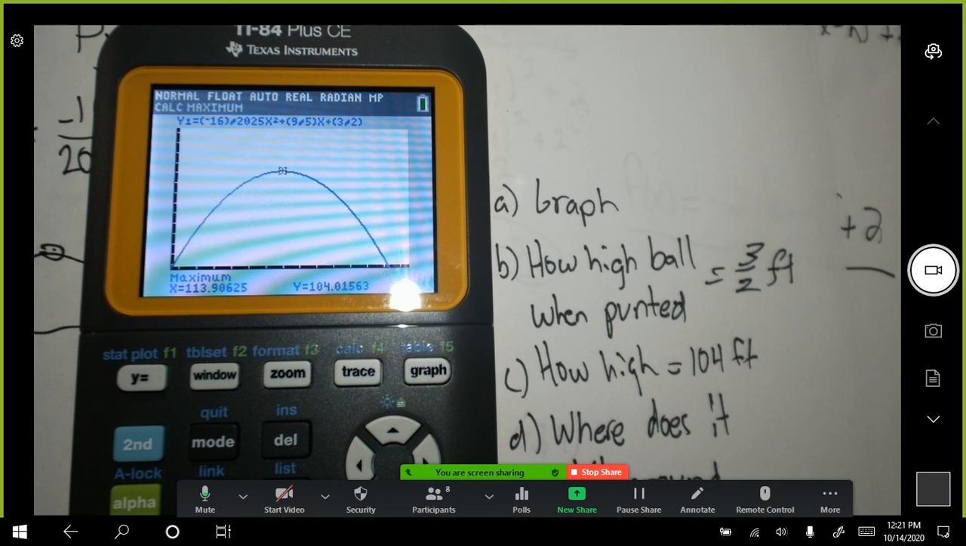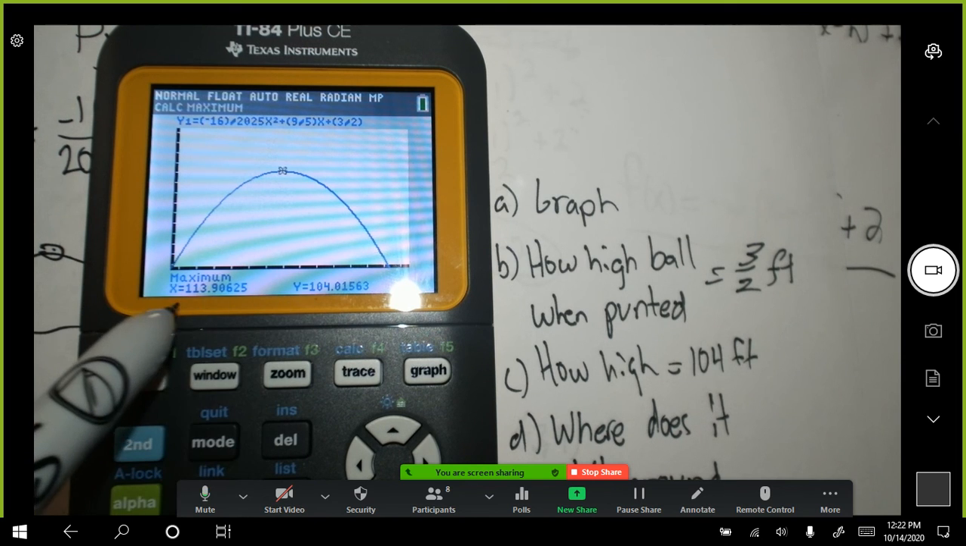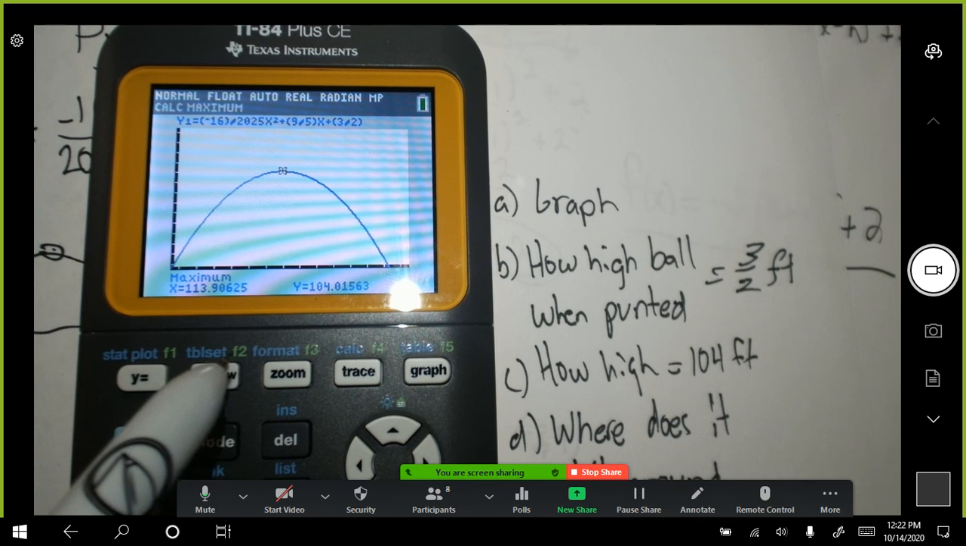Oh, actually, I'm telling you wrong. This is not time. This is linear distance and height. Sorry about that. So at 0 feet, that's still 0 right here, because the ball's traveled 0 feet. So this is actually length and this is height, not time. I'm thinking of something else. But still the same, that's the height, 104. The length means that 113 feet from where he kicked it is where it reaches its high point.